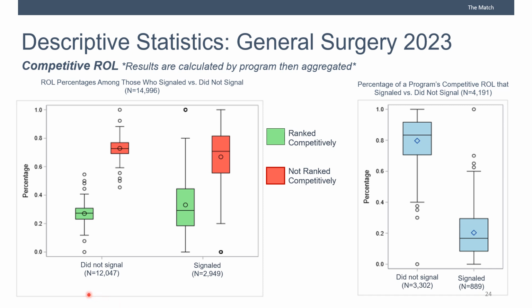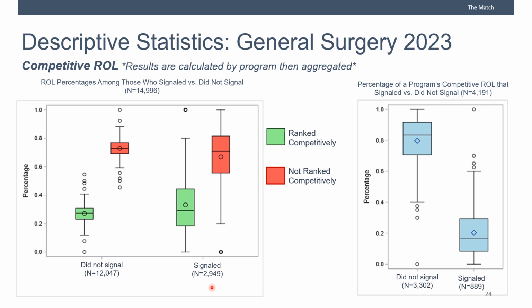Now we're going to share some descriptive statistics on the competitive role. So the box plot here on the left is the percentage of applications ranked competitively or not ranked competitively, which we defined here as the top 25th percentile that signaled versus didn't signal. So here we see that for those that did not signal, 27.4% ended up being ranked competitively, whereas for those that did signal, 30.1% ended up being ranked competitively.